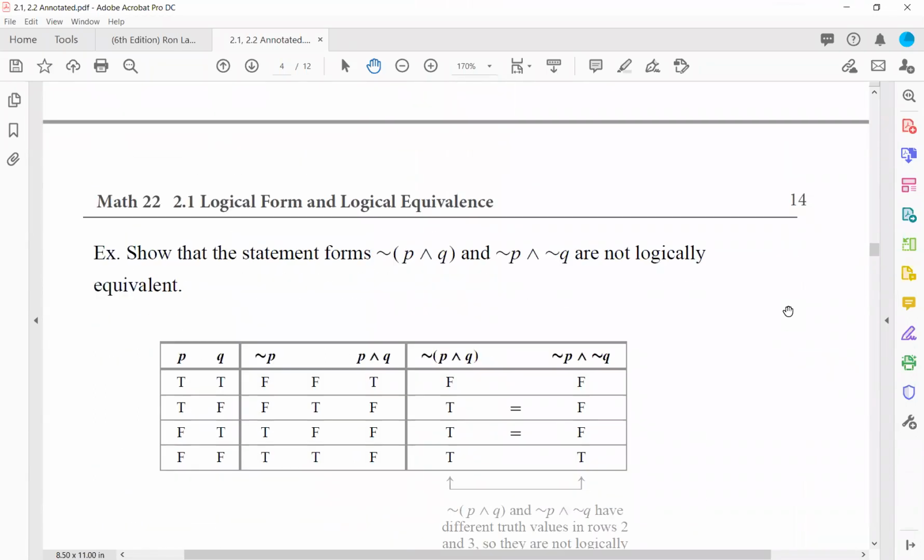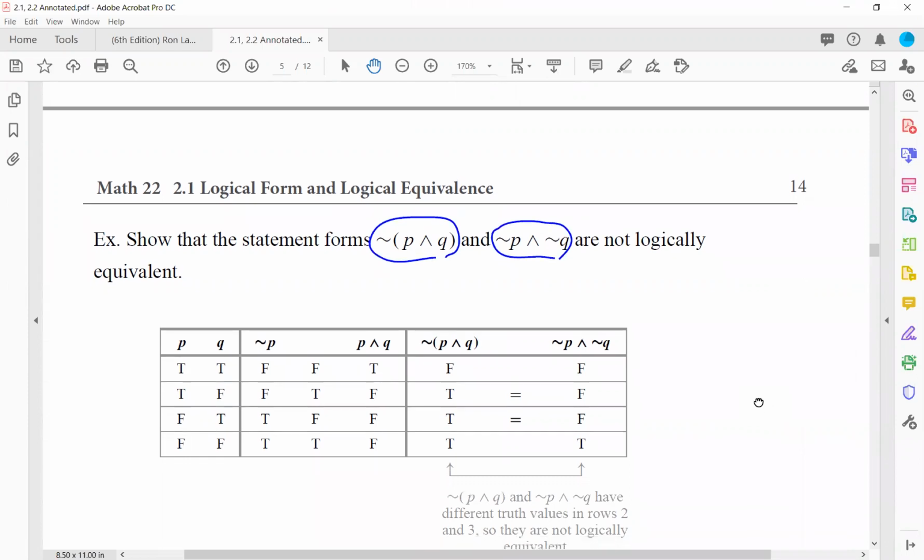Excellent. So let's take a look at another example. Let's see how we use truth tables to show that 2 statements are not logically equivalent to each other. Okay, for example, not (P and Q), and not P and not Q. We have 2 compound statements. Our goal is to check to see if their truth values are the same or not. As usual, we write down the original statements, P, Q, true, true, true, false, false, true, false, false.